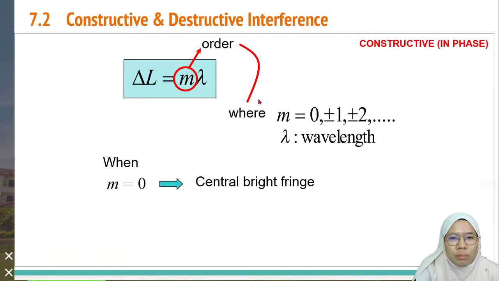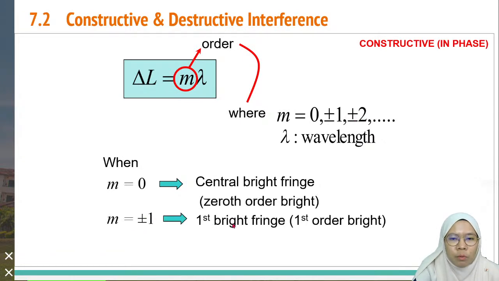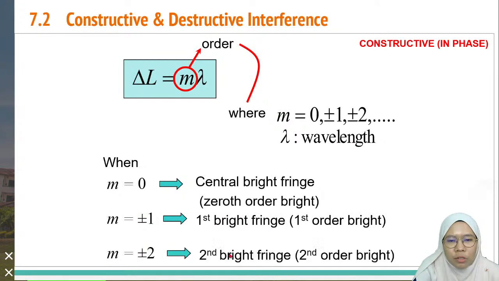The m is the order. We can change it to plus minus 1, plus minus 2. When they have a difference of lambda, it will produce a bright fringe. A difference of 2 lambda also produces a bright fringe. So in order to get a bright region, they need to have a difference of m lambda. That is constructive interference for in phase.